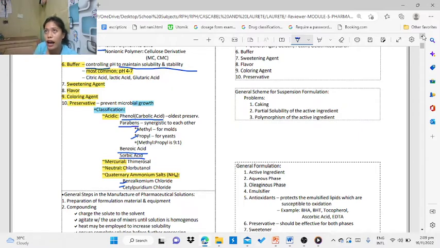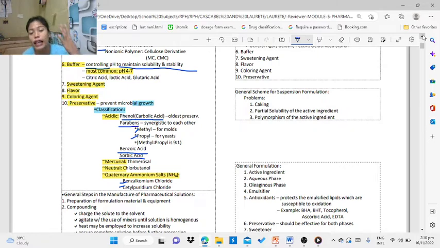For the preservatives, this is to prevent the rot from microbes. We have the acidic, neutral, and quaternary salts. For the acidic, we have phenol or carbolic acid. Now we have the synergistic parabens, which are methyl and propyl. Methyl is for molds. Also we have benzoic acid.